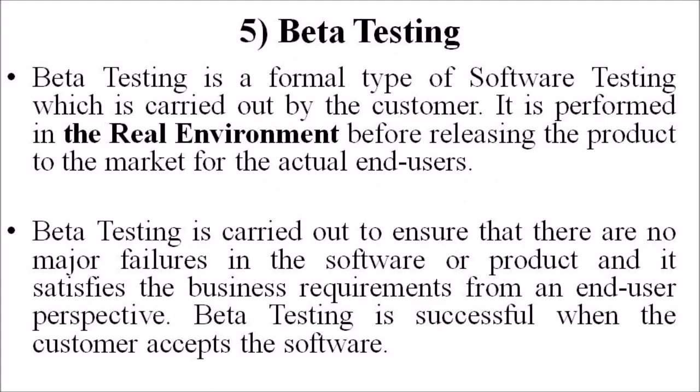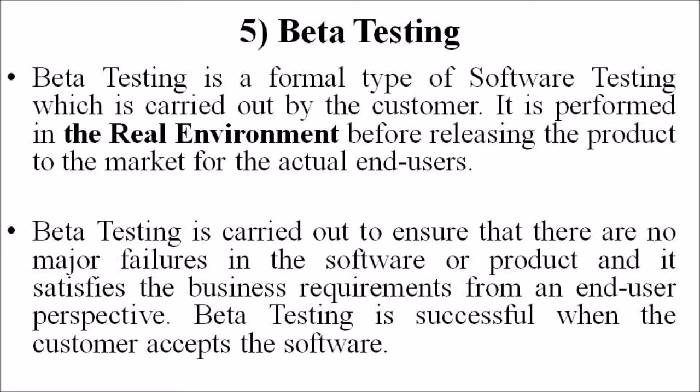Fifth one is beta testing. Beta testing is a formal type of software testing which is carried out by the customer. It is performed in the real environment before releasing the final product to the market for the actual end users. Beta testing is carried out to ensure that there are no major failures in the software or product and it satisfies the business requirement from an end user perspective. Beta testing is successful when the customer accepts the software. Usually, this testing is done by the end users or others. It is the final testing done before the release of an application for commercial purposes.